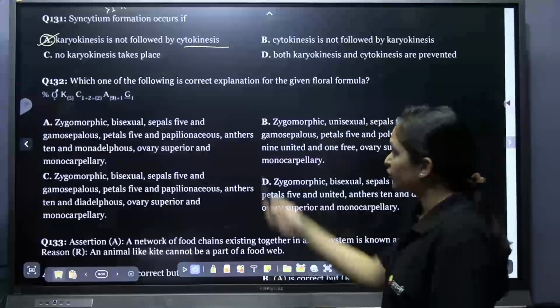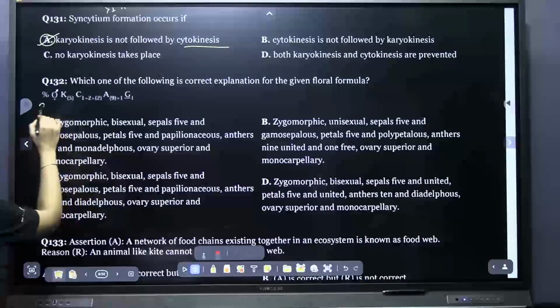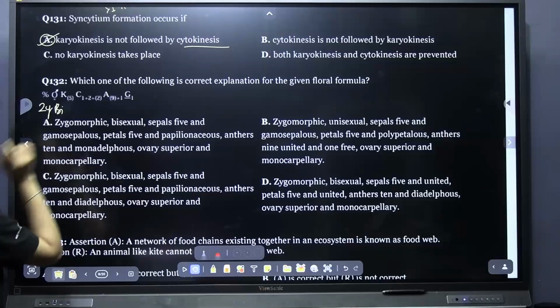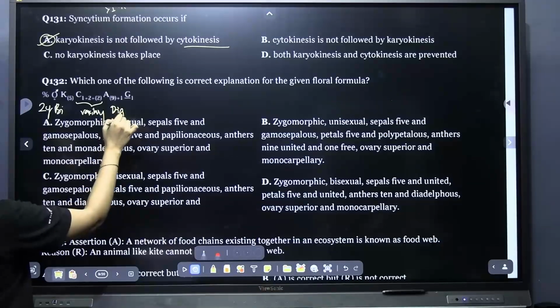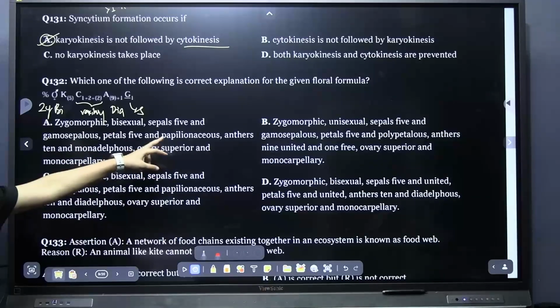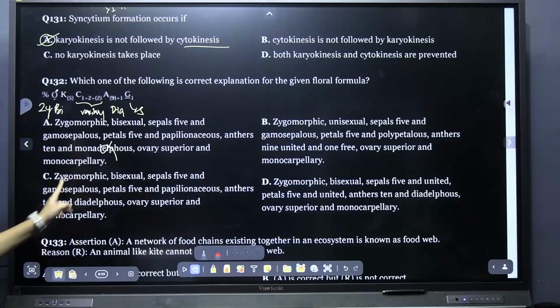132. Can you see the floral formula? Tell me. It is zygomorphic, bisexual, and calyx is fused, and corolla is 1+2+2, that is vexillary aestivation, and diadelphous condition, and superior ovary. Which one is zygomorphic, bisexual, sepals 5 and gamosepalous? Yes. Petals 5 and papilionaceous. Okay, this one, yeah, vexillary, papilionaceous, and anther 10, and no, this is wrong. It is diadelphous anther. Zygomorphic, bisexual, sepals 5 and gamosepalous, petals are papilionaceous, anthers 10 and diadelphous, ovary superior and monocarpellary.